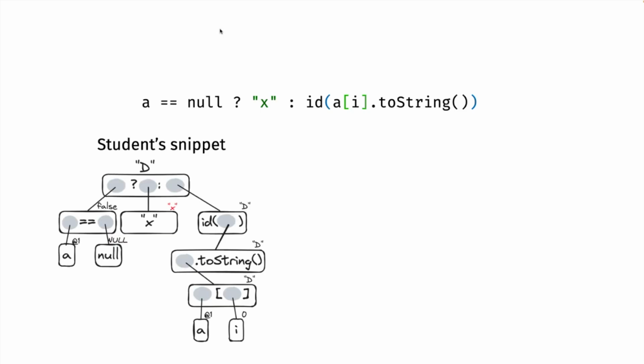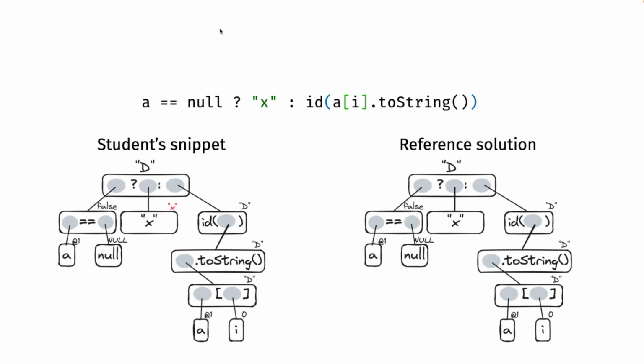So this is the student snippet, and the structure is correct. But if we compare this to the reference solution and we look at the values that were annotated on top of the nodes by the students, we can notice that there is a difference.